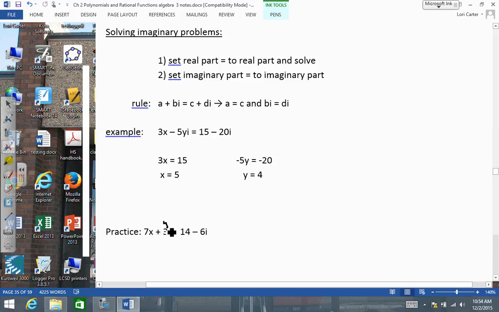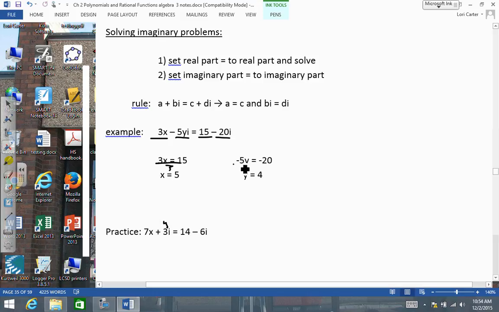Okay, when you solve, you set real to real. So the real part on this side is the 3x. What's the real part on the other side? 15. So it's just 3x equals 15. Divide by 3, x equals 5. Now the imaginary part, I'm going to set the 5y equal to the negative 20 because they're both imaginary. Is everybody with me? That's all you need.